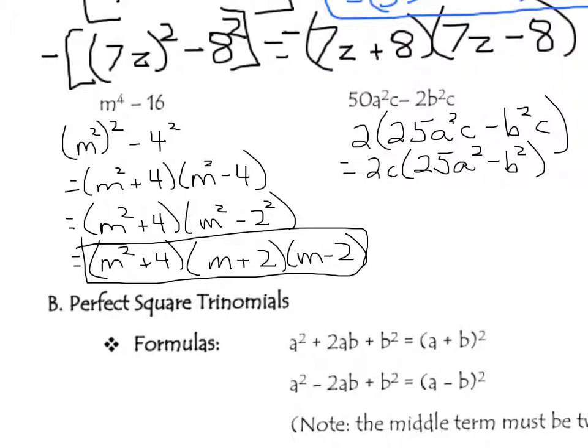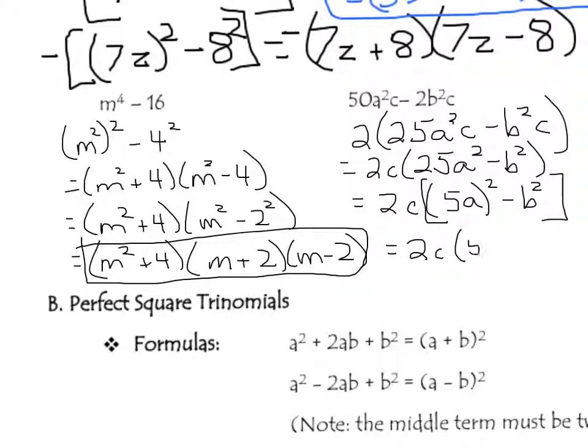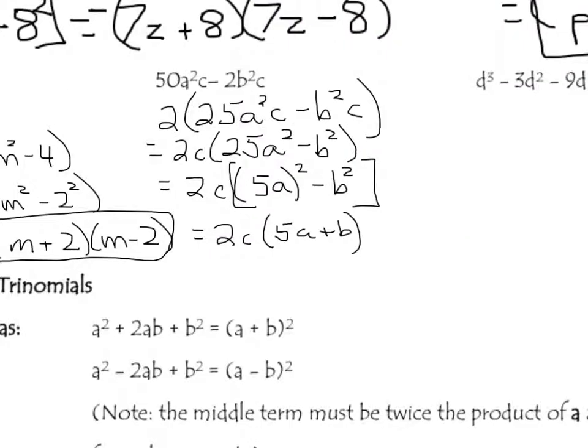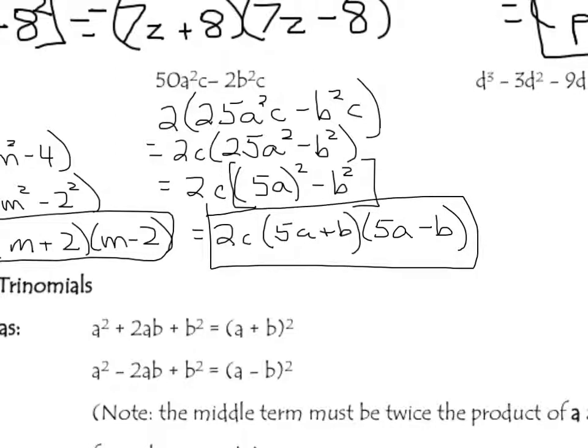And now we have 2c times the difference of squares. Let's rewrite it as the difference of squares. And so now we can use our formula and say this is 5a plus b times 5a minus b. And then that is our simplified answer.